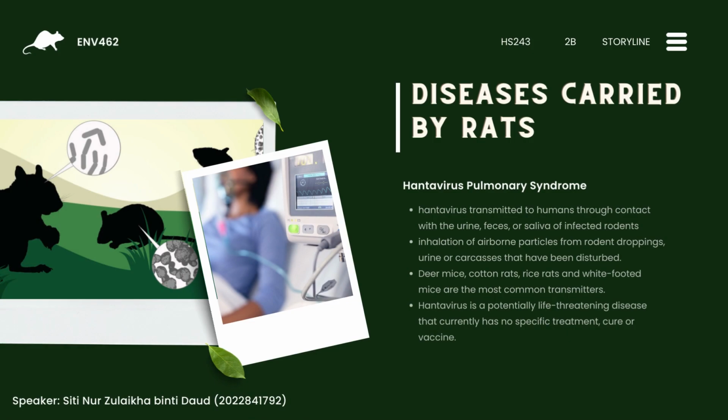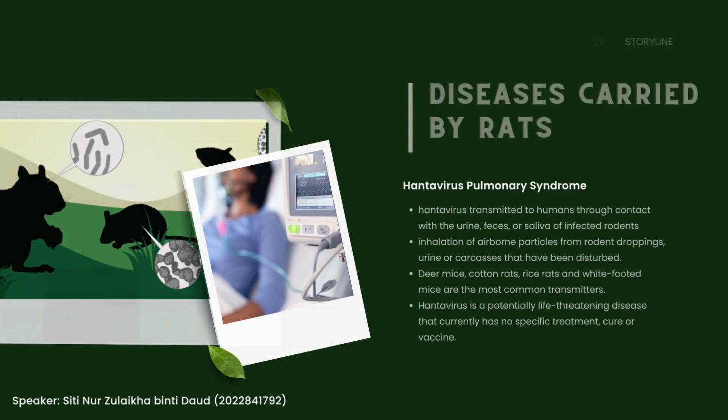The other example of disease carried by rats is hantavirus pulmonary syndrome, HPS, which is a rare but serious respiratory illness that can be fatal. Hantavirus is transmitted to humans through contact with the urine, feces, or saliva of infected rodents. It can also be transmitted by inhalation of airborne particles from rodent droppings, urine, or carcasses that have been disturbed. The most common transmitters of hantavirus are deer mice, cotton rats, rice rats, and white-footed mice. Lastly, hantavirus is a potentially life-threatening disease that currently has no specific treatment, cure, or vaccine.